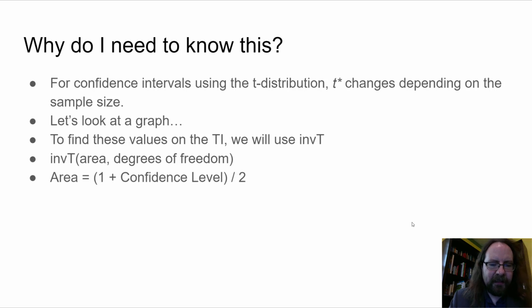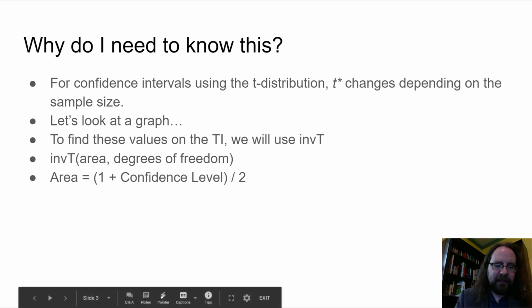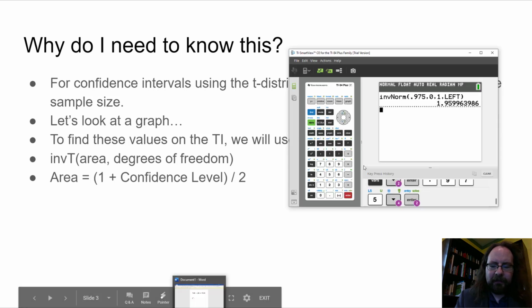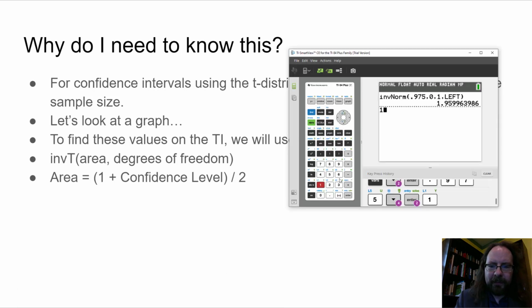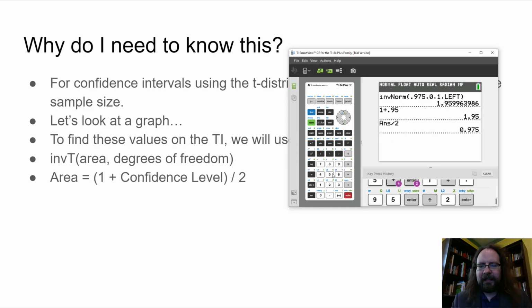So the area can be found by, if you want to know a quick way, you could do 1 plus your confidence level divided by 2. For example, for our 95% confidence interval, I could do 1 plus 0.95 and then divide that by 2, and it tells me that that's 0.975. So if you're struggling with the mental math and finding the area that you need to use, you can always do it that way by adding 1 and dividing by 2.